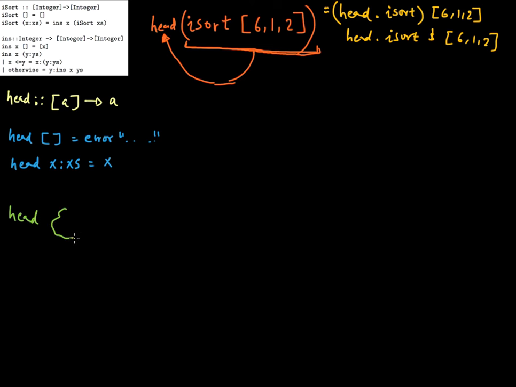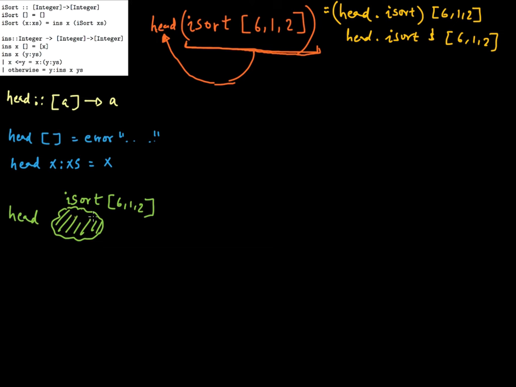Head has just received this thunk here, okay? This thunk happens to be this unevaluated expression, which is this iSort of 6, 1, 2, right? And the first thing I have in pattern matching here is this thunk and empty list, right? So Haskell needs to perform some kind of minimal work on this thunk to really figure out if this thunk is really some kind of a list there, right?